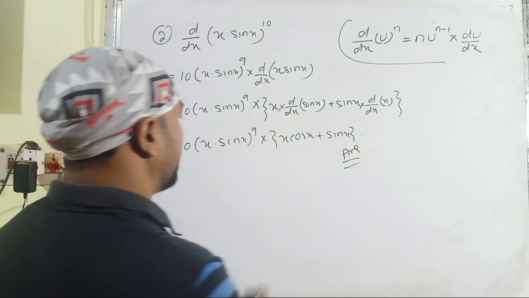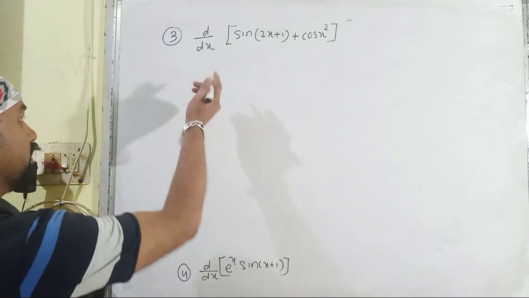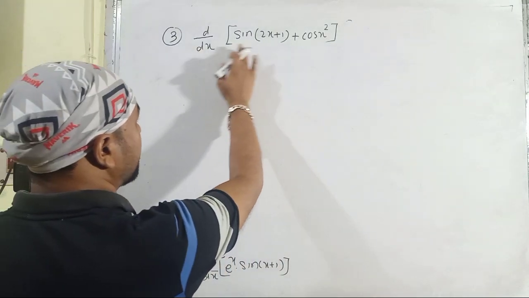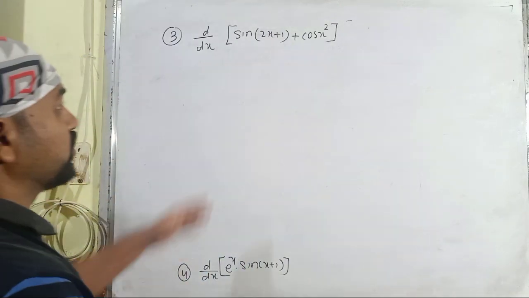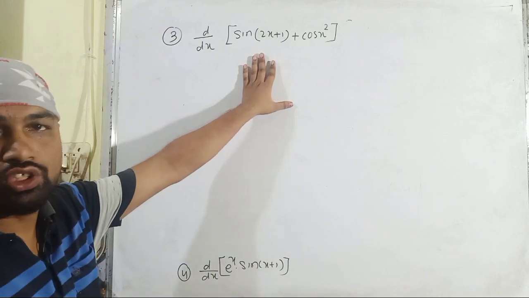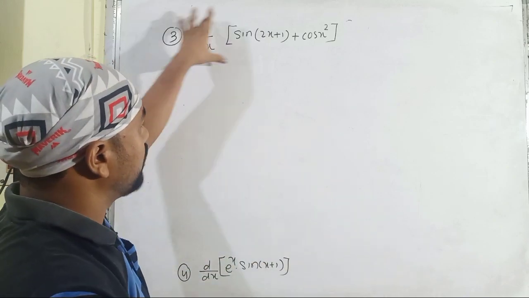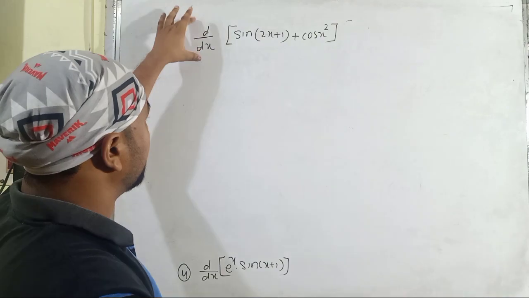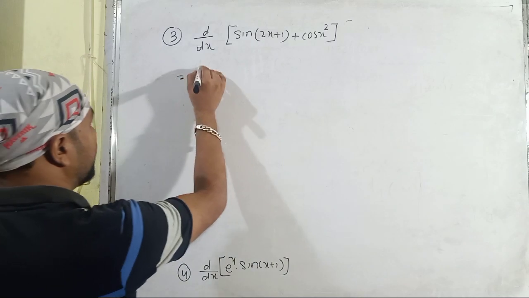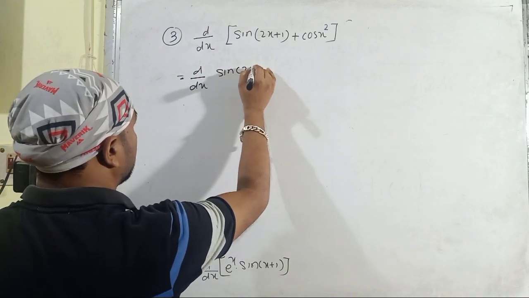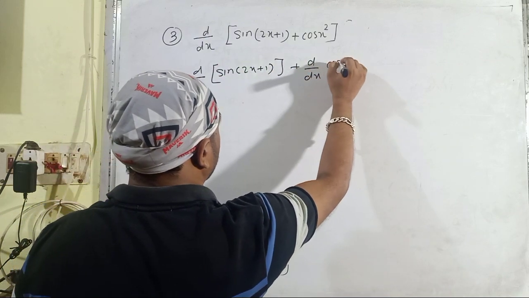Then let us go through problem number 3. Now let us solve problem number 3. The differentiation of the sum of sin of 2x plus 1 and cos x square. Both of the functions are composite functions, that means we have to use the chain rule here. First of all we have to apply the algebra of differentiation, that is differentiation of f of x plus g of x is differentiation of f of x plus differentiation of g of x.